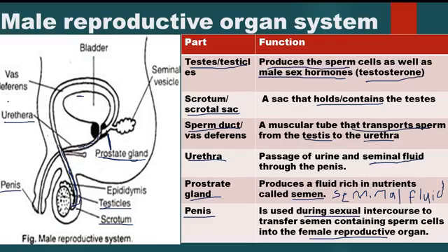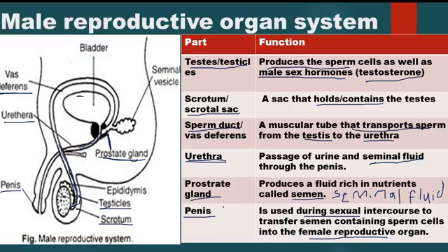Now on my diagram I have called it the vas deferens. Other scientists or other books call it the vas deferens. If you see the vas deferens, just remember that's the sperm duct. Then we have the urethra, and you must know the spelling of the urethra. It's a tube that allows for the passage of urine and the seminal fluid through the penis.